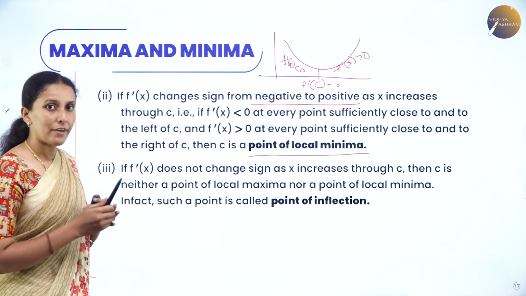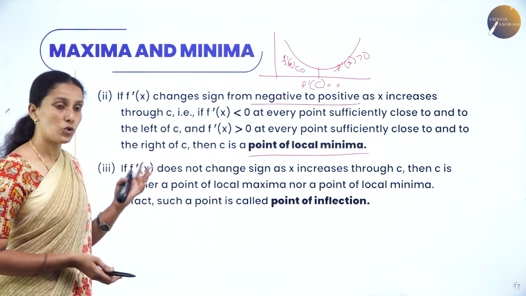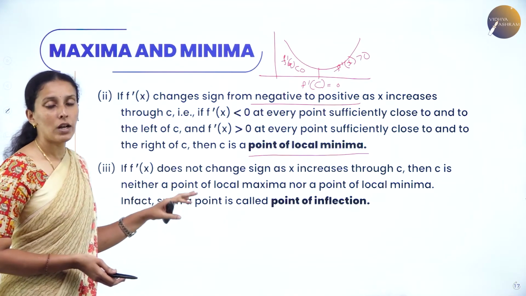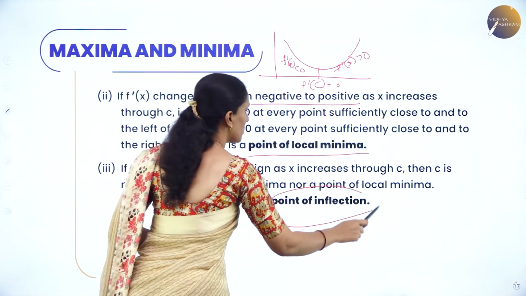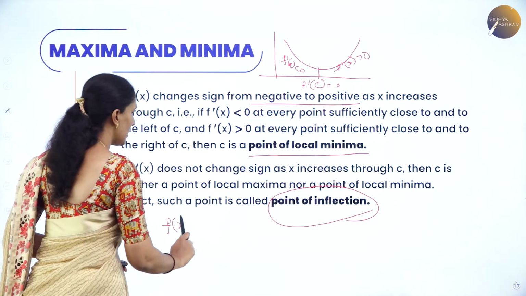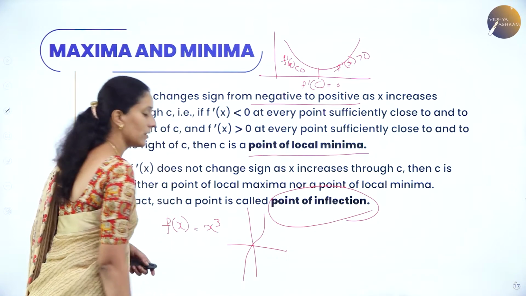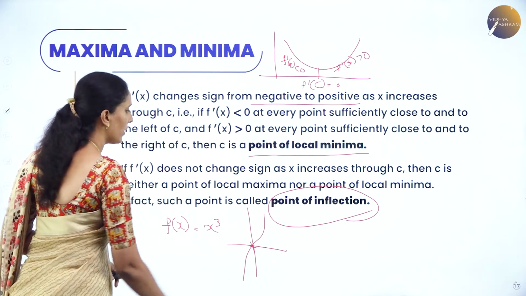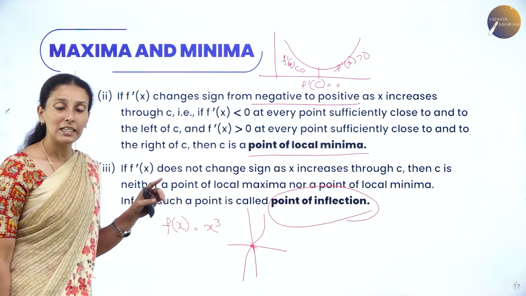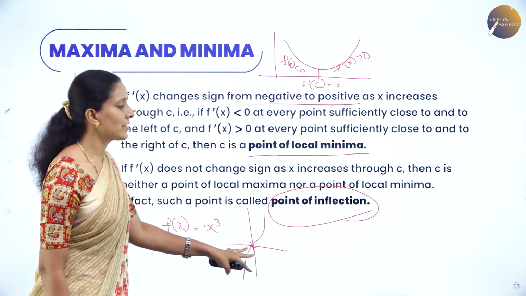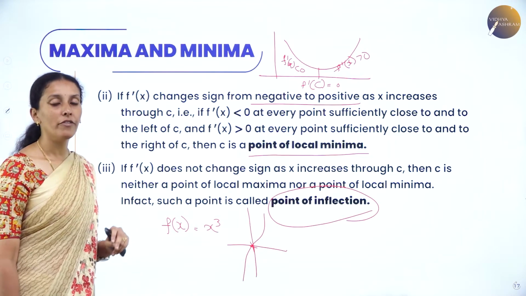And if f dash of x does not change its sign as it increases or decreases through C, and it is neither a local maxima nor a local minima, then it is called a point of inflection. We have taken an example of f of x equal to x cube here. Here the function goes like this. This point is called a point of inflection because here the derivative never changes its sign. That is, it is neither a point of local maxima nor a point of local minima, and that point is called a point of inflection.